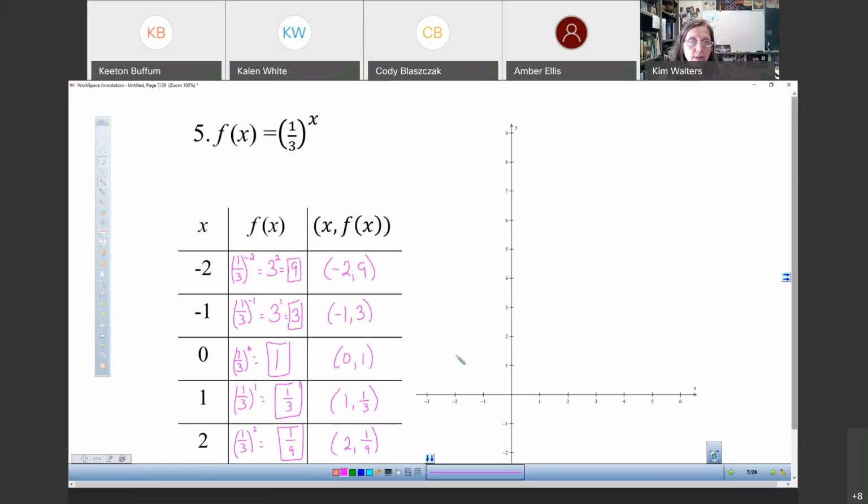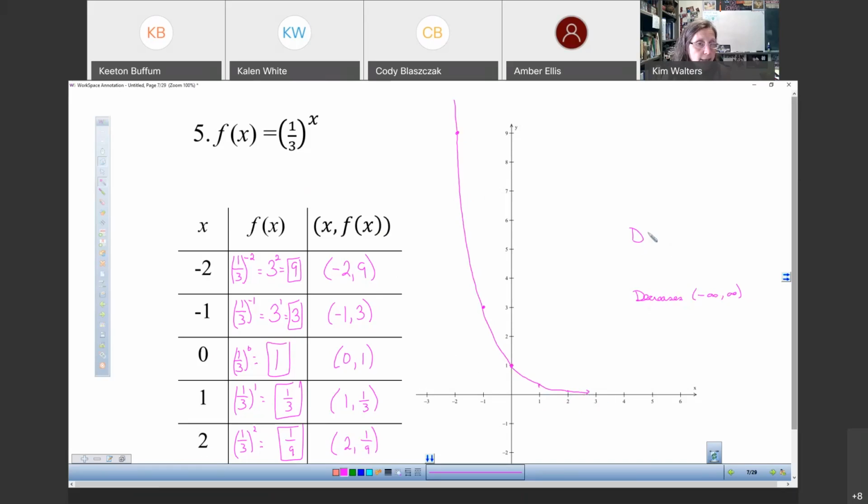So when I graph this at -2, I have the y value of 9. At -1, I have a y value of 3. Still have that point 0, 1. At 1, I have the y value of 1/3. At 2, I'm down here at 1/9. And my graph, if I start on the left and I move to the right, notice what my graph is doing. My graph is, you got it, decreasing. Again, it's not ever going to cross or touch this. So this particular graph decreases over the entire domain.